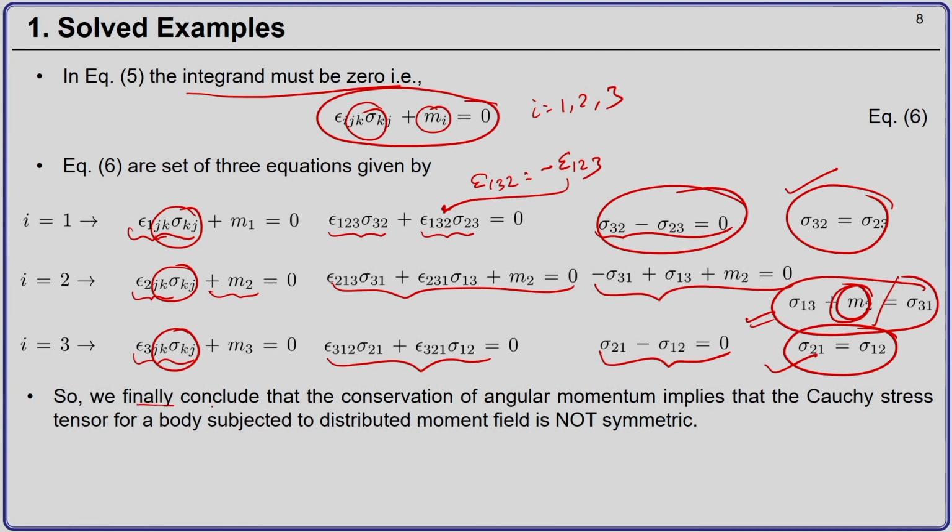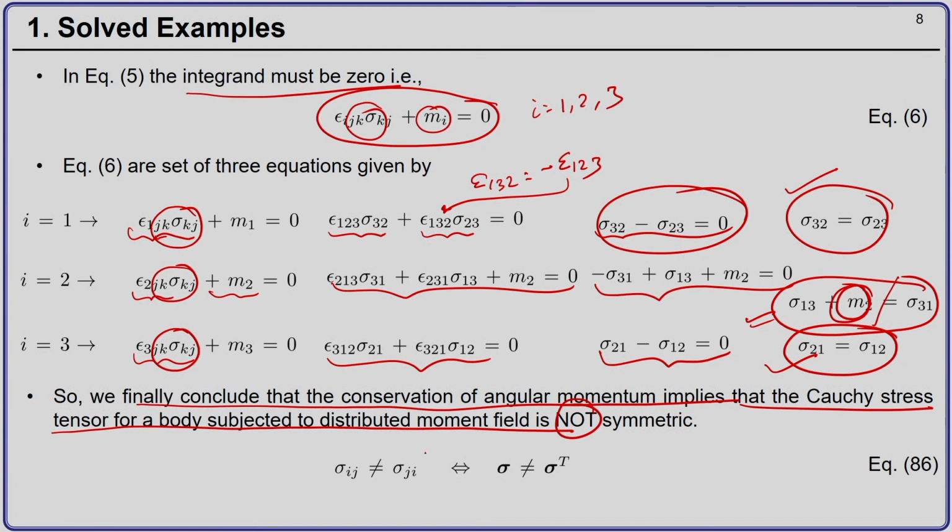So, we finally conclude that the conservation of angular momentum implies that the Cauchy stress tensor for a body subjected to distributed moment is not symmetric, which means sigma_ij is not equal to sigma_ji, or in direct notation sigma is not equal to sigma transpose. Okay. So, this example shows that if you have distributed moments over a body, then your Cauchy stress tensor will no longer remain symmetric. Okay.